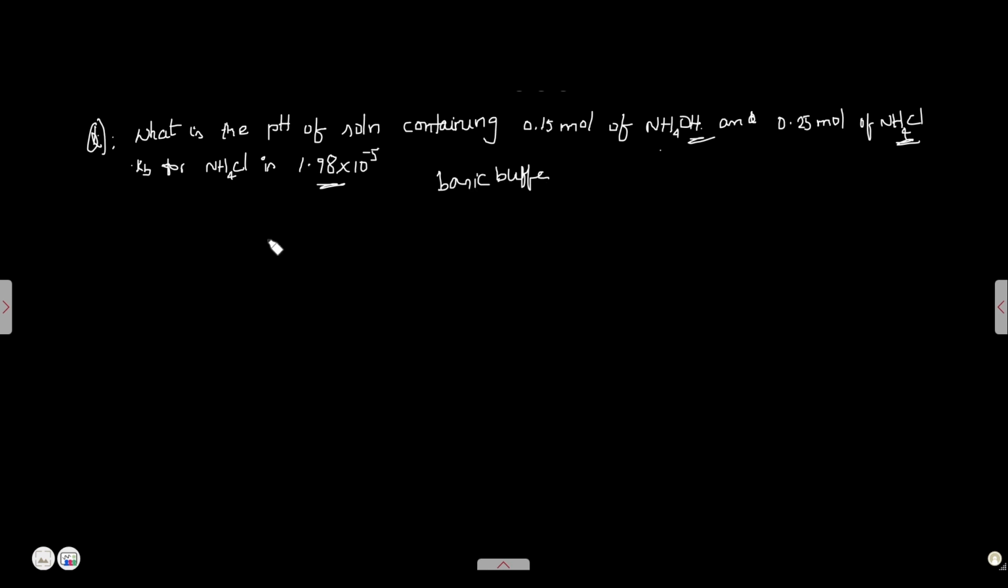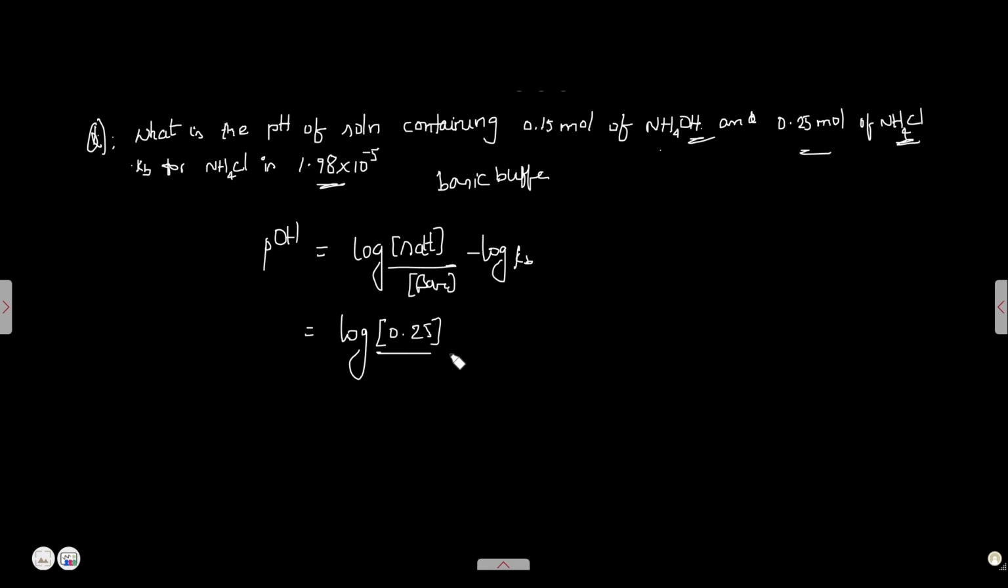So what is the formula? pOH equal to log of salt divided by base, minus log Kb. When you substitute the values, log of salt concentration or mole number is here 0.25 divided by what is the base, 0.15, minus log of Kb, which is given, right, 1.98 into 10 power minus 5.